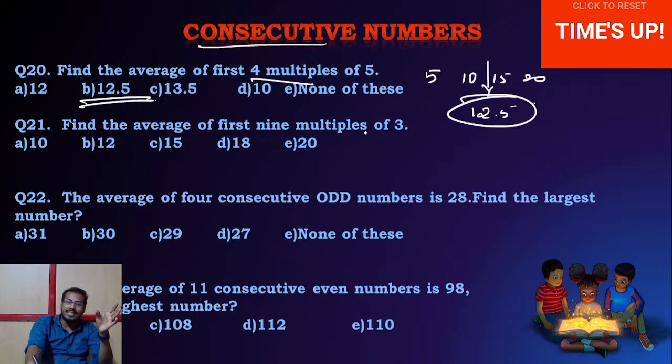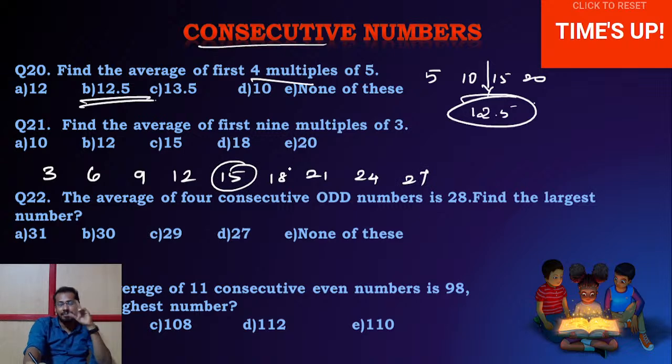Find the average of first 9 multiples of 3. So the first 9 multiples of 3 are 3, 6, 9, 12, 15, 18, 21, 24, 27. Correct? The middle number is 15, that is the answer. But don't do this. Think about this also a little smartly. Just think of the smart way of getting the answer.